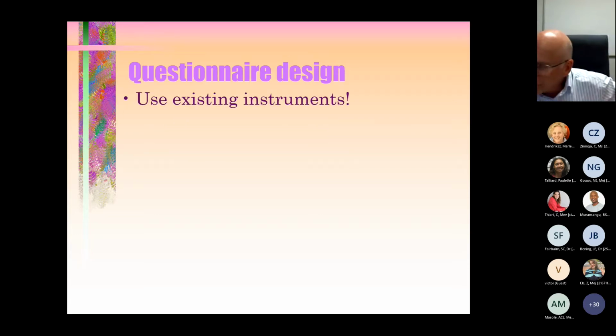So the first thing that one would like to do is to use existing instruments. Based on your objectives, the best thing would always be to go and look in the literature and see if other people have collected data similar to yours and what questionnaire instruments they used. And if possible, it would be advisable to use those same questionnaires, because usually those questionnaires were already validated and you can then say that you are using a validated instrument.